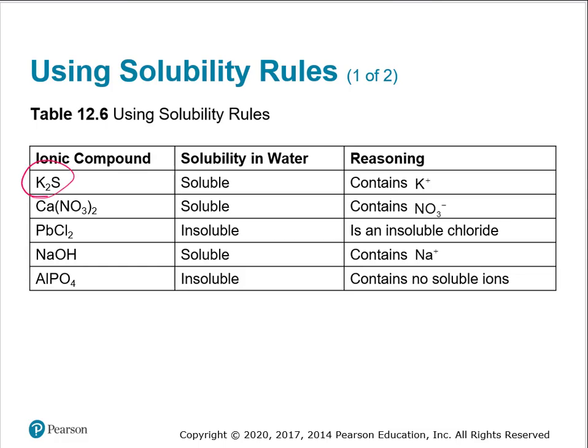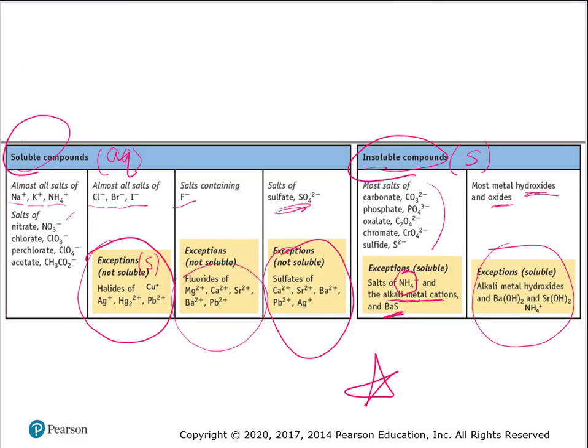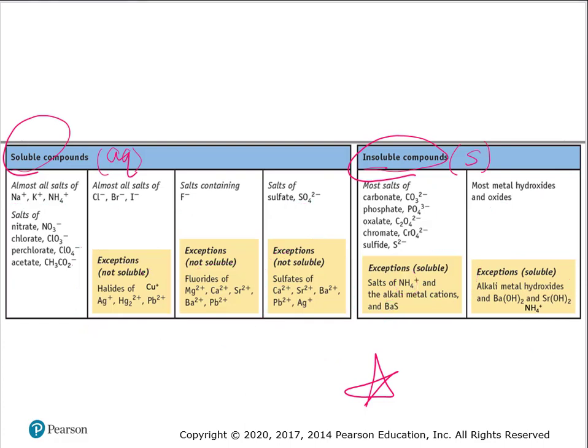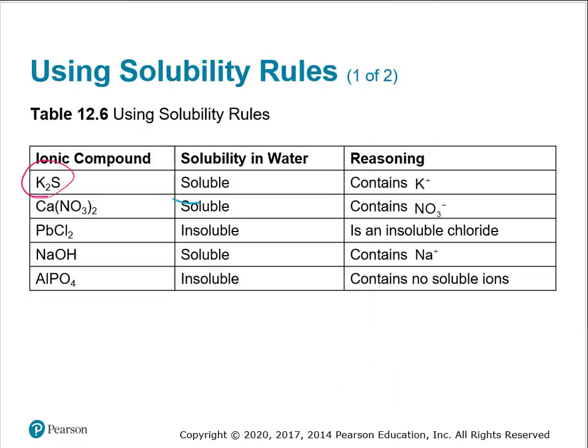Potassium sulfide. I'm going to go back to this and see which one of these boxes shows me if it's soluble or insoluble. Potassium, here we go. Most potassiums are soluble. Is sulfide an exception? I don't know. Okay, well, K is good here, but let's look up sulfide. Oh, here we go. Sulfides are usually insoluble, but is potassium an exception? It says salts of ammonium and the alkali metals. Yep, that's an exception. So that would be soluble.